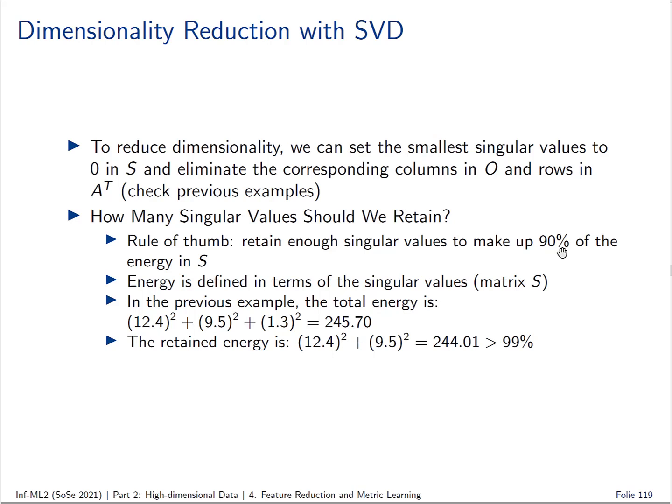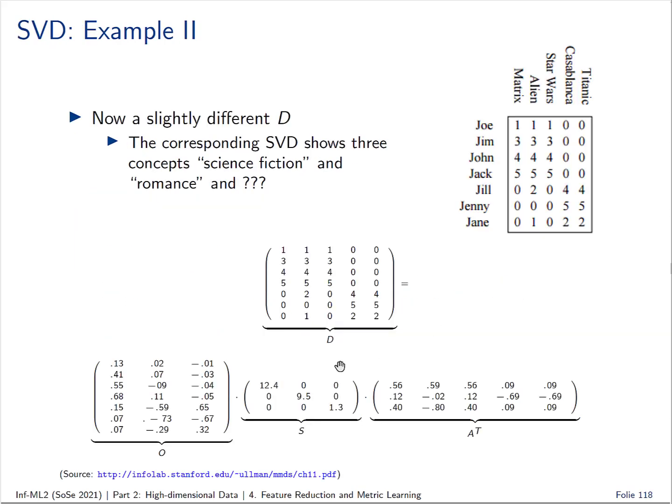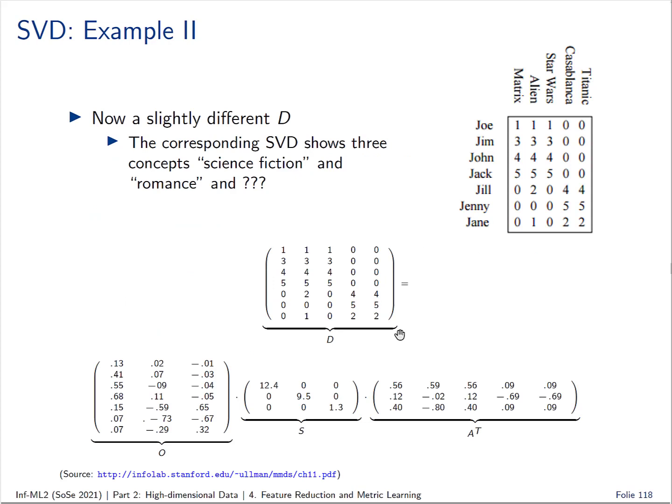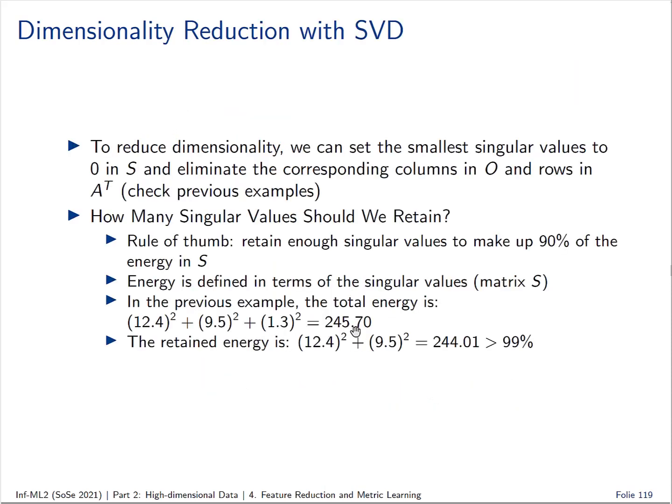So that is the 80 to 90% rule of thumb, as we got to know it before with the PCA. The energy is defined in terms of the singular values. So in the previous example, the total energy of our matrix S would be the sum of the squared singular values. So it would be 12.4 squared plus 9.4 squared, and so on. That would be the total energy.